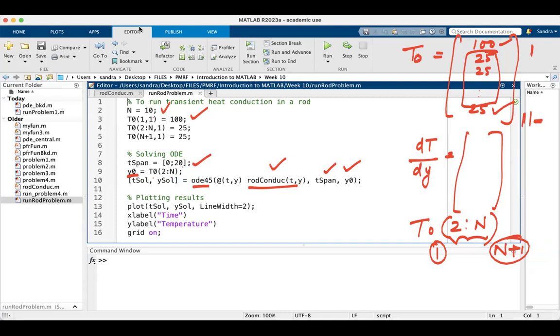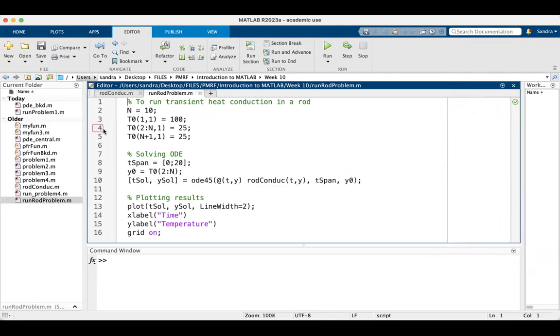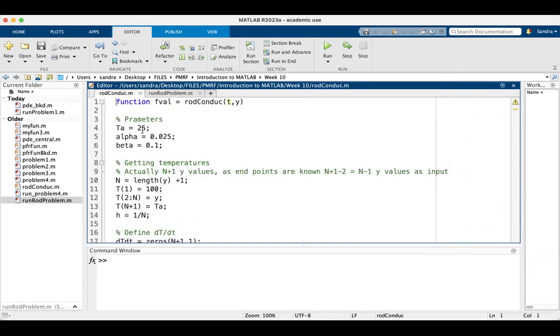Now let us look at this rod conduction. So this is your rod conduction. Here in the rod conduction, you can see it will take in time and y value. And what is the y value? The y value will basically have T2 to Tn. T1 and Tn+1 are not there. Now these are the values that are given in the question. Ta is equal to 25, alpha is equal to 0.025, beta is equal to 0.1.